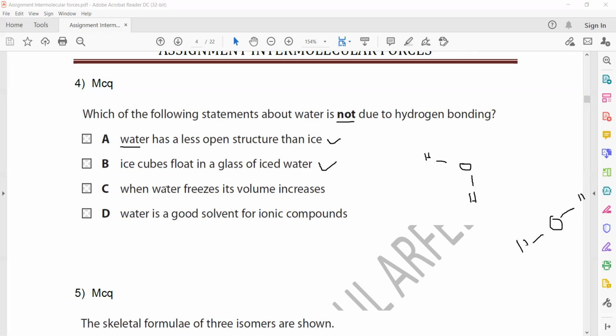That's true. When water freezes, its volume increases. That's also true because due to hydrogen bonding, they arrange themselves in a regular pattern and away from each other. What is a good solvent for ionic compounds? That does not depend on hydrogen bond. That is due to the polarity, partial positive and negative. It can dissolve the substances. So D is the right statement. The rest of the statements depend on hydrogen bonding.